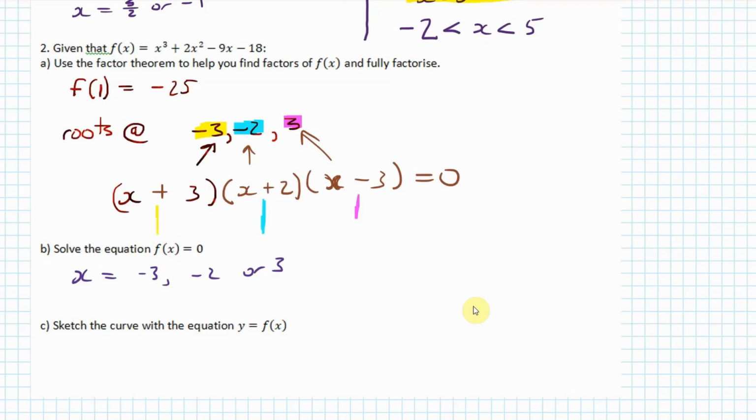And then we can sketch the curve. Okay, if you've got your table mode and you've done that, you'll see the rough look of the curve. So here's y, here's x. This is not to scale, it's a sketch. Okay, we've got a root at minus 3. So here's minus 3. We've got another one at minus 2. Here's minus 2. And then we've got another one at 3. So over here somewhere.